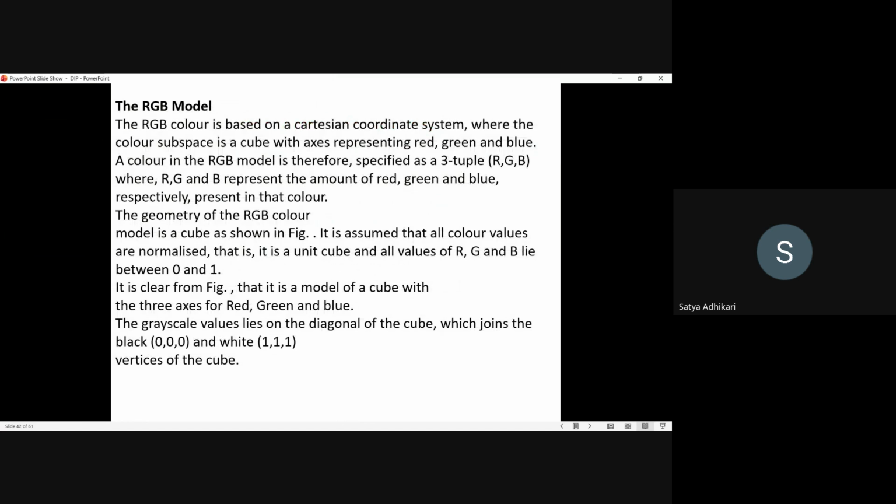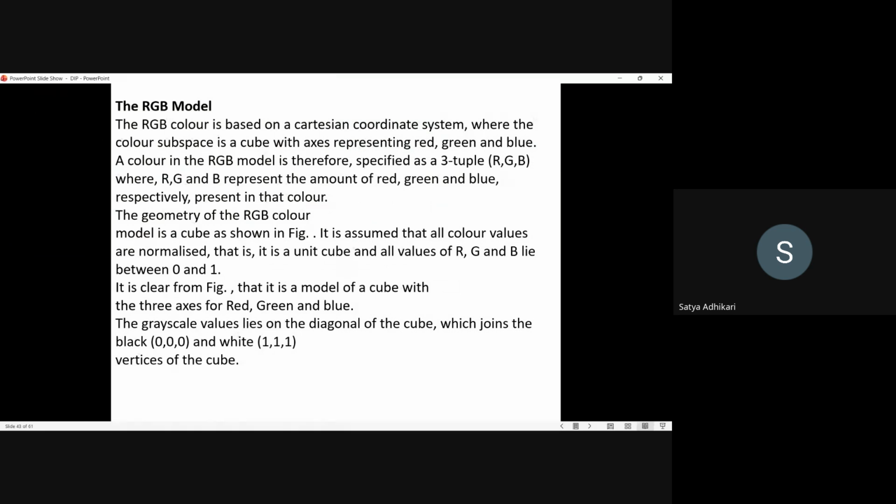Let's see the RGB model. The RGB color model is based on a Cartesian coordinate system, while the color subspace is a cube with axes representing red, green, and blue. A color in the RGB model is therefore specified as a three-tuple (R, G, B), where R, G, and B represent the amount of red, green, and blue respectively present in that color. We have a Cartesian coordinate system. So the geometry of the RGB color model is a cube, as in the figure. There's a figure in the next slide, I think.